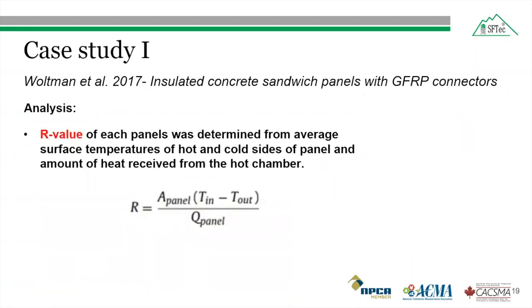The thermal resistance, or R value, is the ability of the insulation material to resist heat flow. The R value of each specimen, in square meter Kelvin per watt, can be determined from the average surface temperatures of the hot and cold sides of the panels and the amount of heat received from the metering or hot chamber. In this equation, A panel is the area of the test panel, T in and T out are the surface temperatures facing the hot and cold chambers, and Q panel is the heat received by the tested wall.